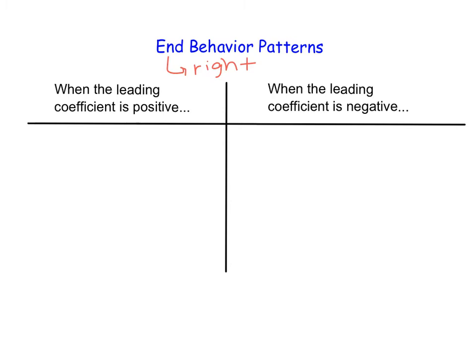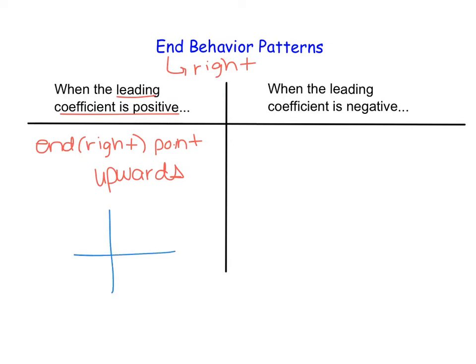And ultimately what that helps us discern is it helps us to figure out what both sides of the graph are going to look like. So if the leading coefficient is positive, the end of the graph, or the right side of the graph, is going to point upwards. So regardless of whether it's an odd or even function, if the leading coefficient is positive, the end of that graph is always going to point upwards.